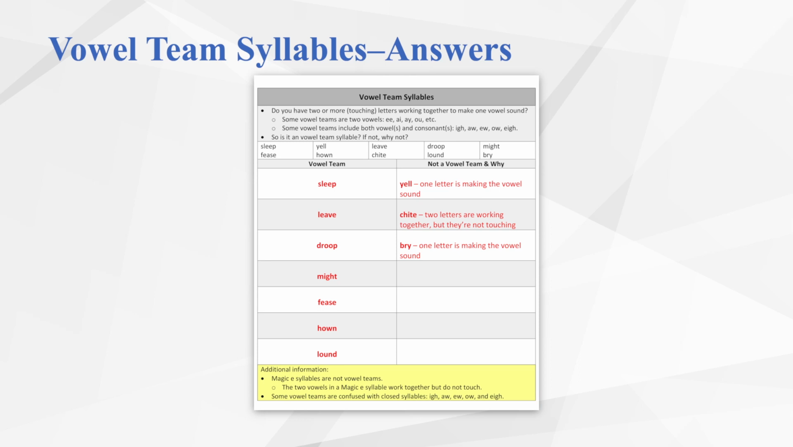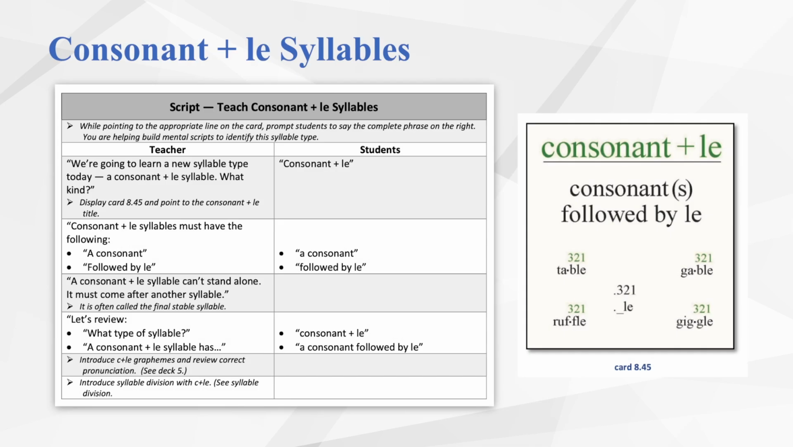Words that are not vowel teams include yell. Yell because there's only one vowel, and it's making the vowel sound all by itself. Chite. Those two vowels are working together, but they're not touching. In fact, they're following that magic E pattern of one vowel, one consonant, one E. And then we have bry, which is not a vowel team because, again, the one vowel at the end is working all by itself.